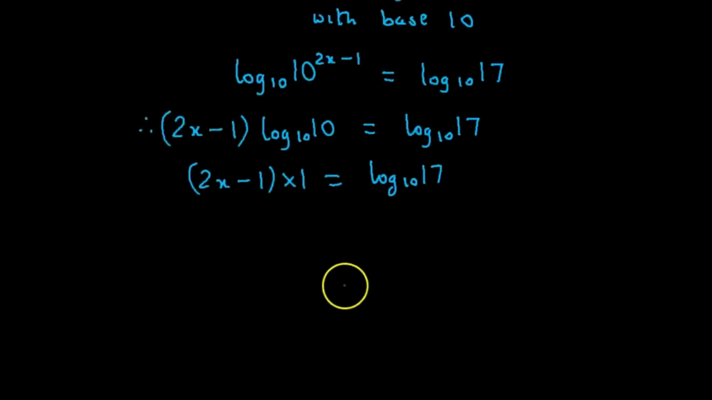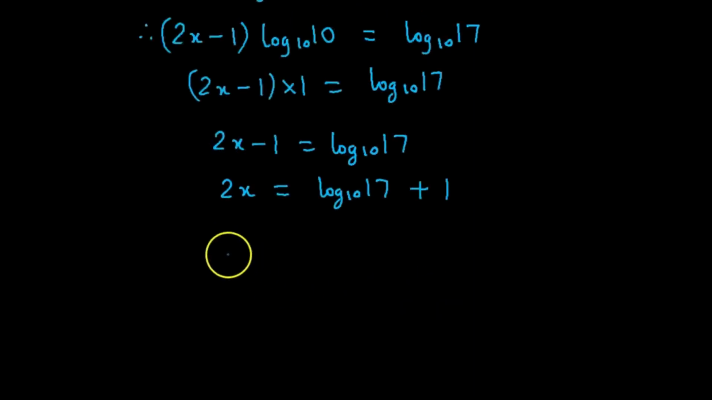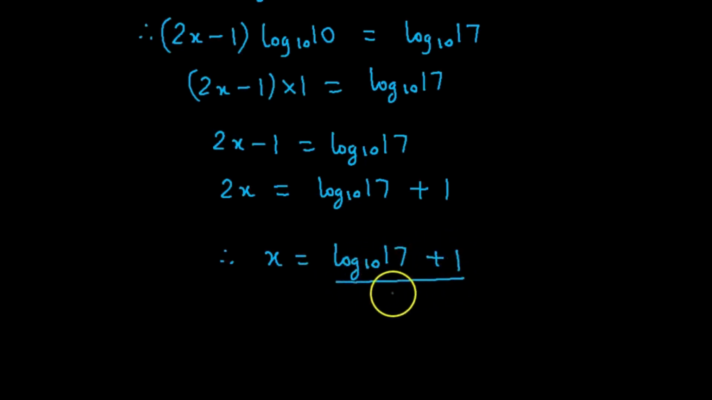अब ये further simplify करते हैं. 2x minus 1 into 1 is 2x minus 1 is equal to log 17 to the base 10. 1 को इस तरफ ट्रांसफर कर देते हैं. So 2x is equal to log 17 to the base 10 plus 1, और यहाँ से हमें x की वैल्यू मिल जाएगी. So therefore x is equal to log 17 to the base 10 plus 1 divided by 2. So this is the required value of x.